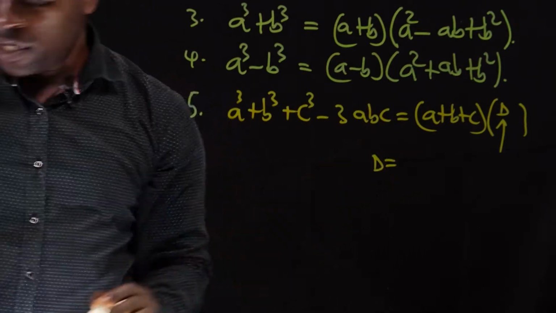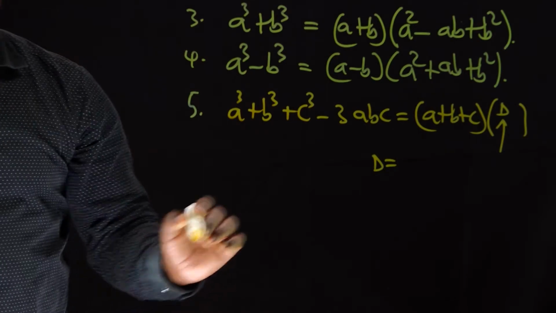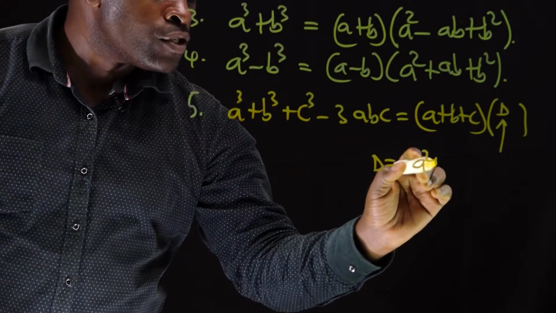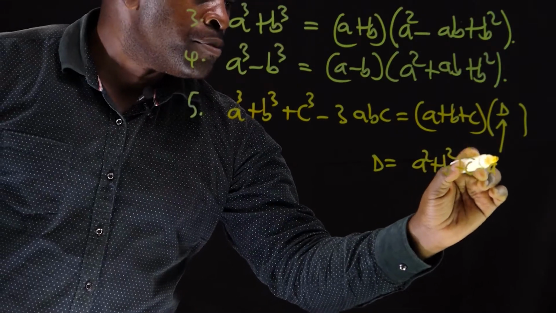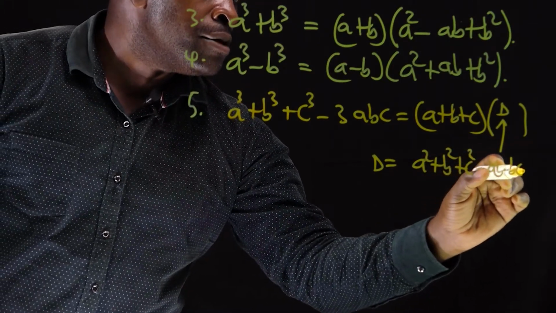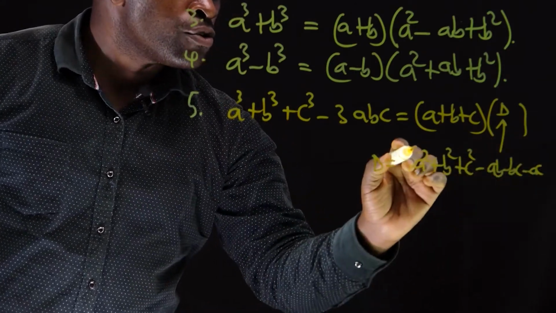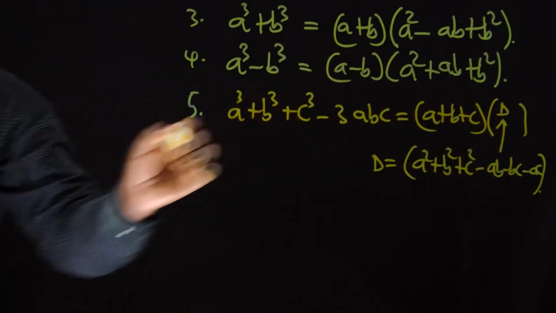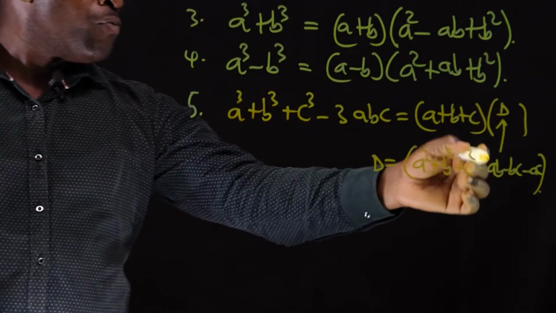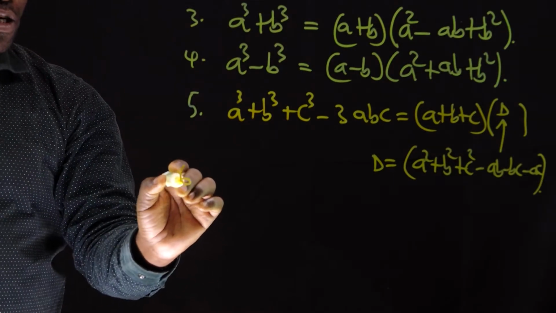Our D here simply means taking the product, which is a squared plus b squared plus c squared minus ab minus bc minus ac. This is the one which appears in this bracket, that is, from when you expand this. These are important identities. Let us check the other one.